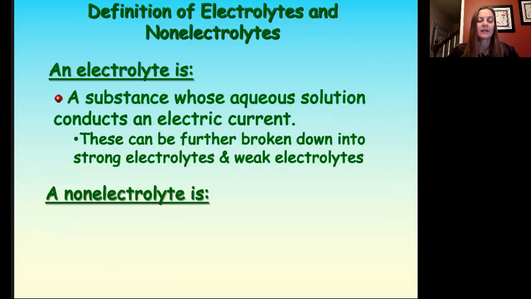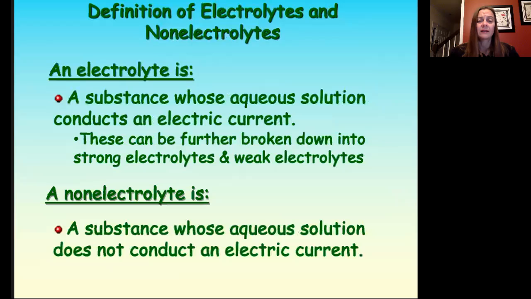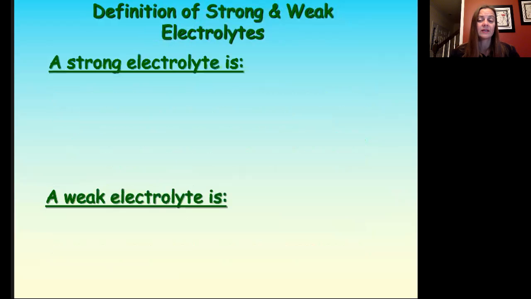An electrolyte is a substance that, when it is dissolved in water, conducts electricity. So it's a substance whose aqueous solution conducts an electric current. And a non-electrolyte is a substance whose aqueous solution does not conduct an electric current. So we can talk about strong electrolytes and weak electrolytes. So we have non-electrolytes, and then we have strong electrolytes and weak electrolytes.